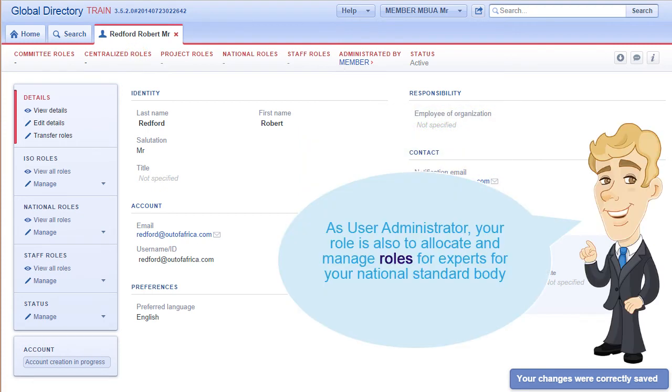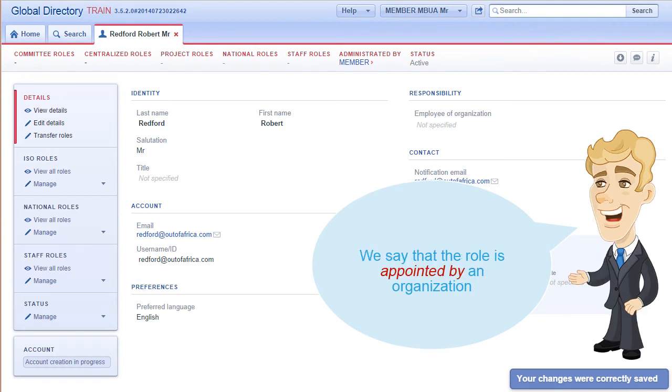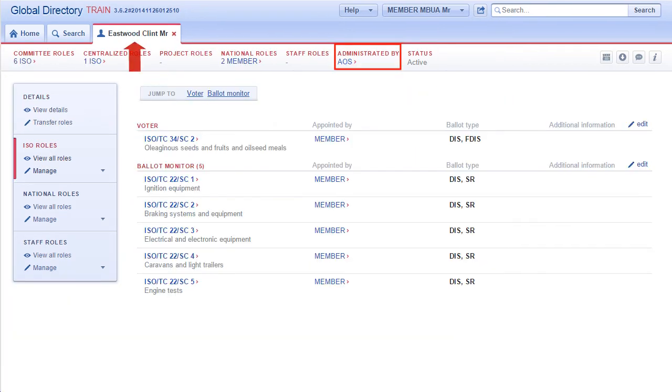As user administrator, your role is also to allocate and manage roles for experts for your national standard body. You can assign roles to experts that are not administrated by your organization. We say that the role is appointed by an organization. For example, Clint is administrated by the organization AOS. But he is appointed to the role of voter and ballot monitor by the organization member.